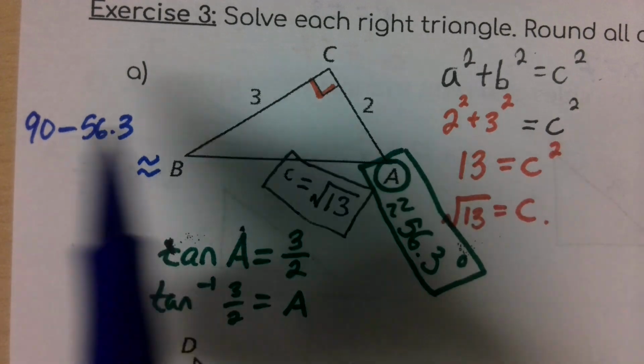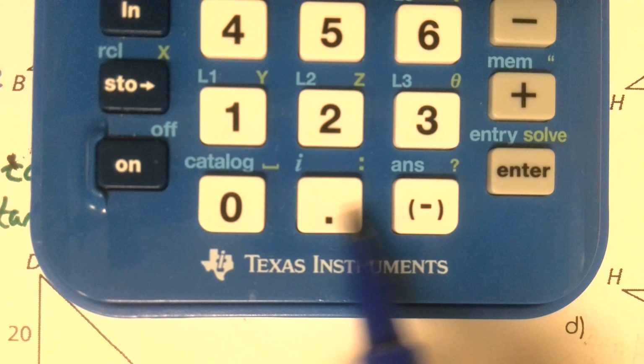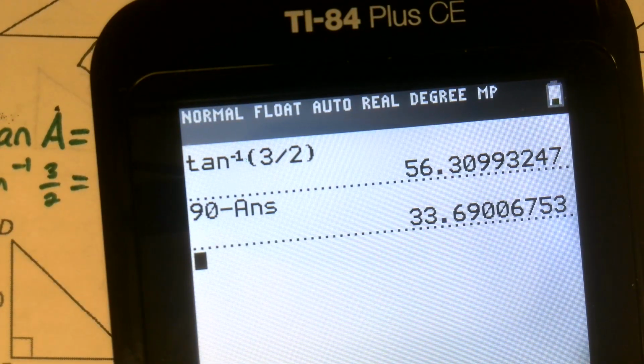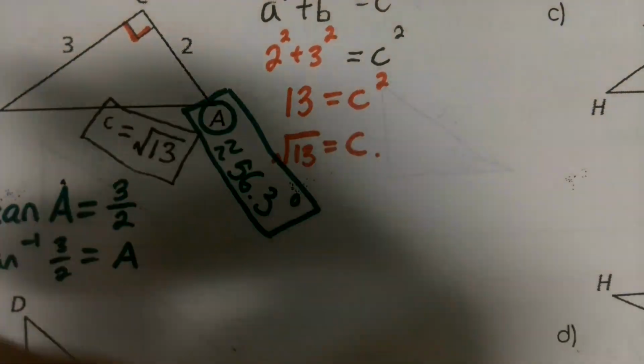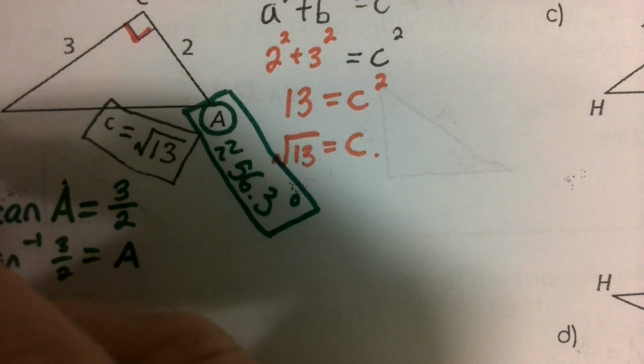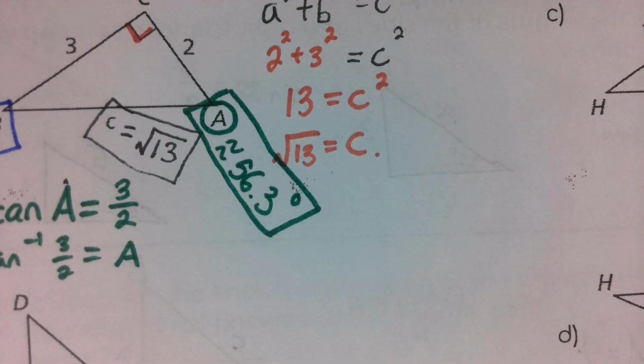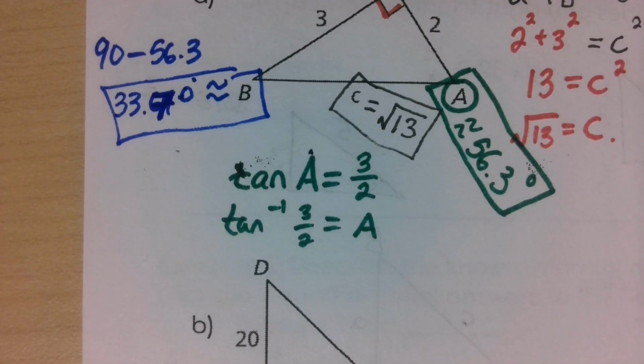If you didn't want to use the rounded version of the answer, because again that'd be rounding twice, in your calculator you can do 90 minus, and then there's an answer button above the negative. You can click that answer button and it'll use your previous answer. 90 minus our previous answer is 33.690. So 33.690 rounds to 33.7 degrees, since it's asked to round to the nearest tenth. Done. 33.7 degrees.